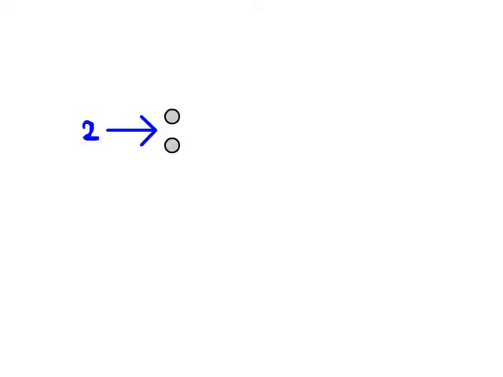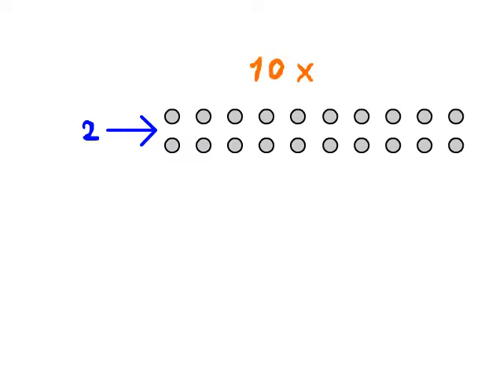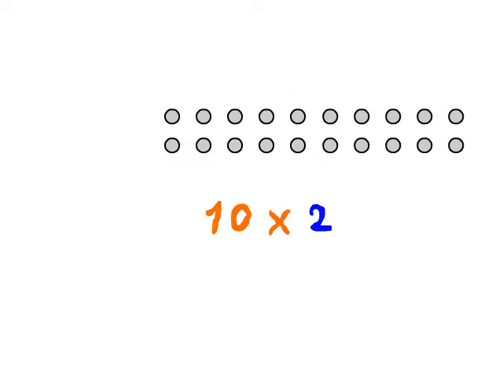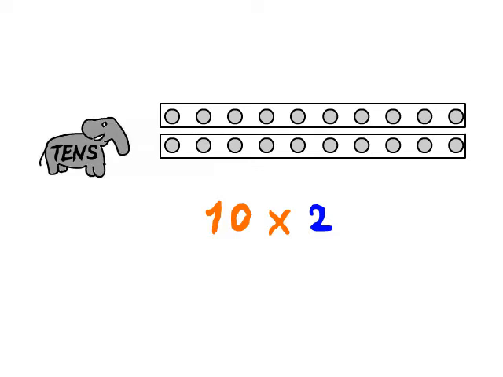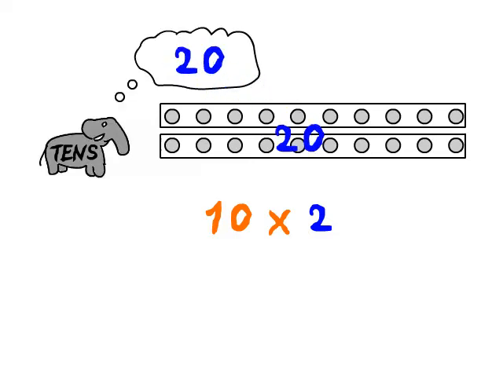But let's take a different look at it. Here are two objects, and we'll make 10 copies of them. So this is in fact 10 times 2. Now, let's call in our old friend, the tens elephant. And remember, he can see when there's a group of 10. So he knows this is 2 tens, or 20. And 10 times 2 is 20.